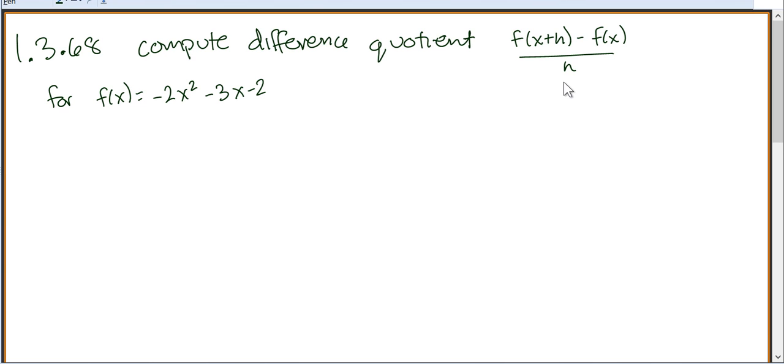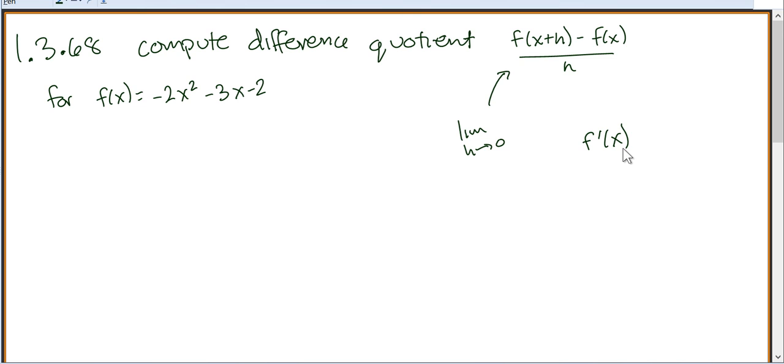In this problem 1.3.68, we're going to compute a difference quotient. Now your difference quotient is f of x plus h minus f of x over h. We use this because of derivatives, because if you take this and you take the limit as h goes towards 0, that gives you the derivative. It would be the derivative, f prime of x. And it's very useful to be able to find derivatives.